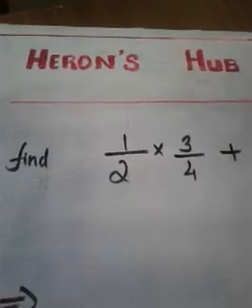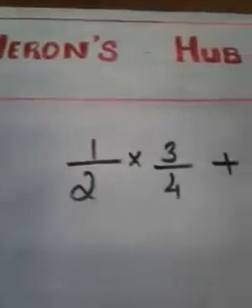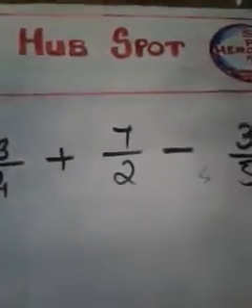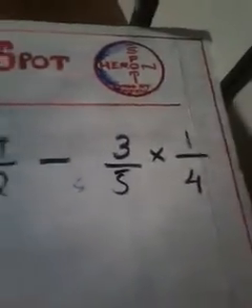Now let us try to solve this type of question. Find 1 by 2 into 3 by 4 plus 7 by 2 minus 3 by 5 into 1 by 4.